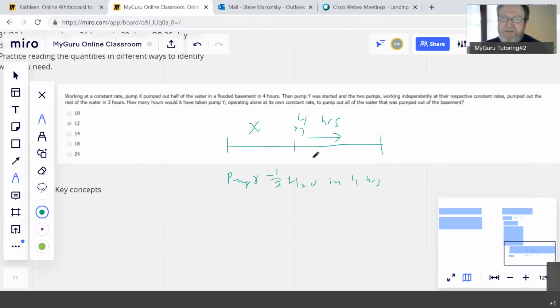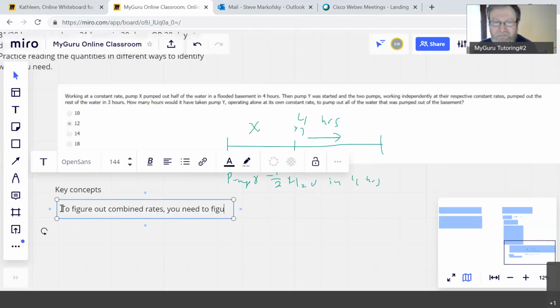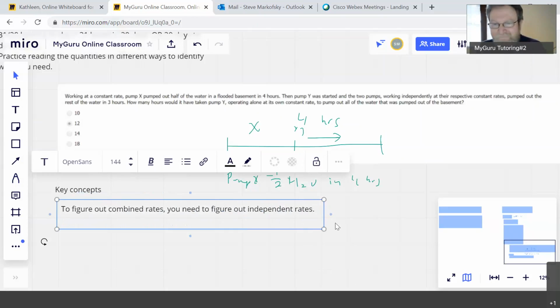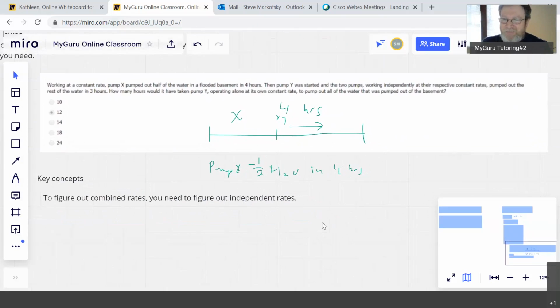Now the thing is, to figure out what's going on with combined rates, you want to figure out what each one is doing independently, if you can, right? So let's jot that down. So figure that out if it's not given to you directly. Now Kathleen, I know that we talked through this a little bit. I don't know how well you remember this problem. Do you want to try talking it through?